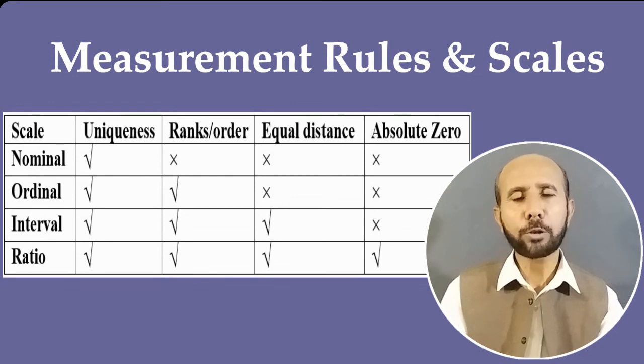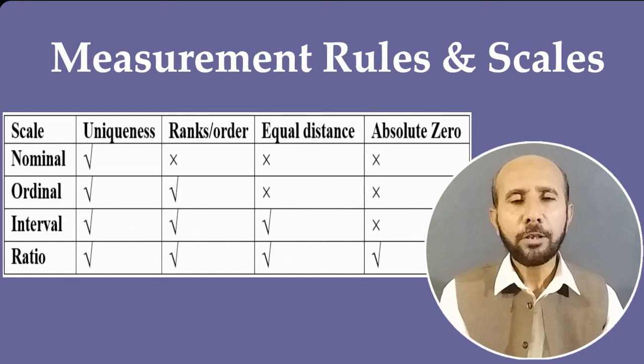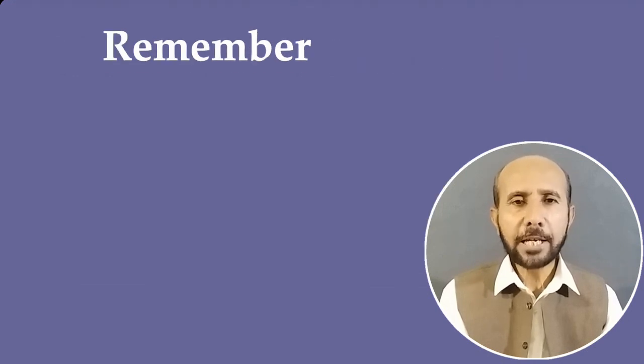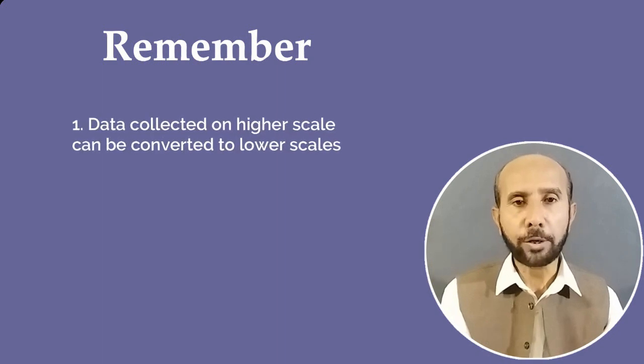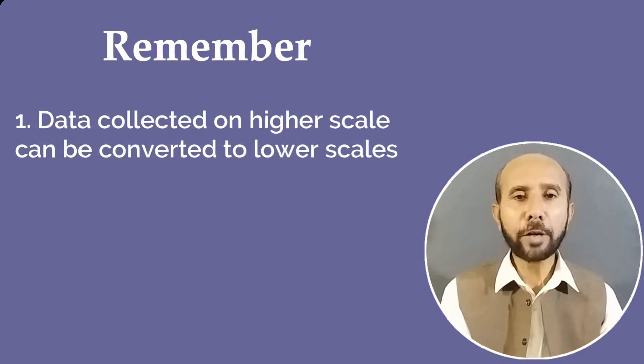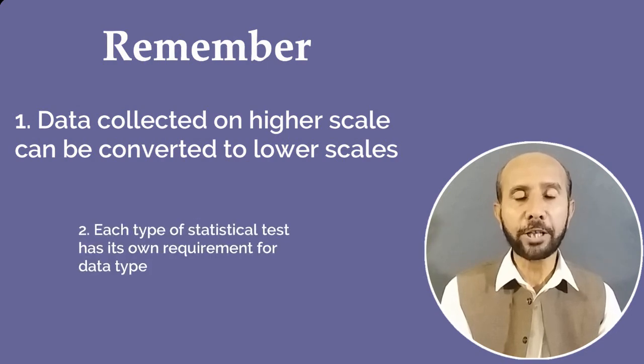Two important things to remember. Number 1, in terms of scale, always keep in mind that you can move backward. Data collected on ratio scale can be converted into interval scale, ordinal or nominal. However, data collected on nominal scale cannot be converted to ordinal or even interval scale. So always try to collect the richest type of data.